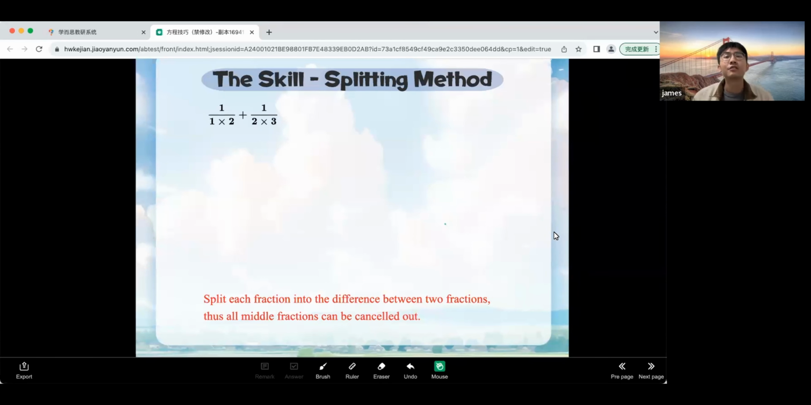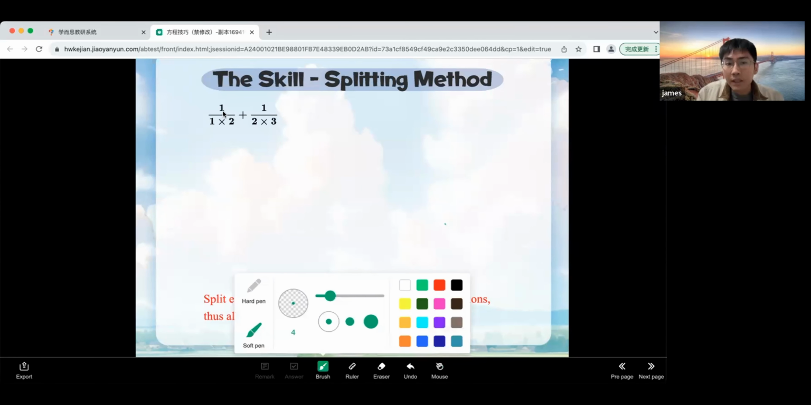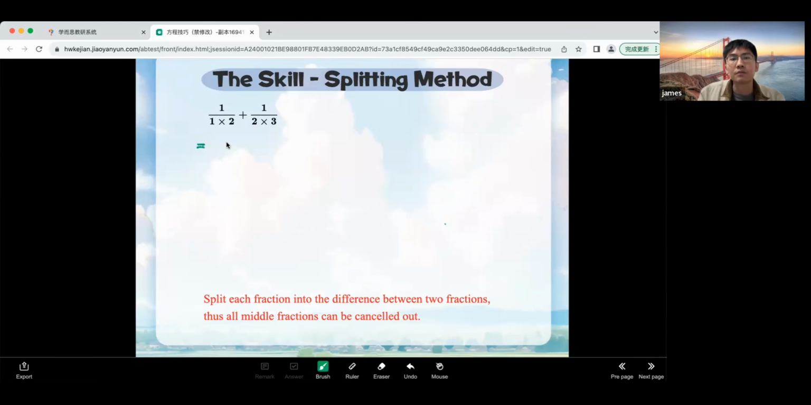But today, I'll teach you the splitting method. When we look at 1/(1 times 2), we find that the top number 1 is the difference between 1 and 2, which are the two bottom numbers. So we can change the top number 1 into (2 minus 1) over (1 times 2). And in the same way, we can change 1/(2 times 3) into (3 minus 2) over (2 times 3), since the top number is also the difference between the two bottom numbers, 3 minus 2.